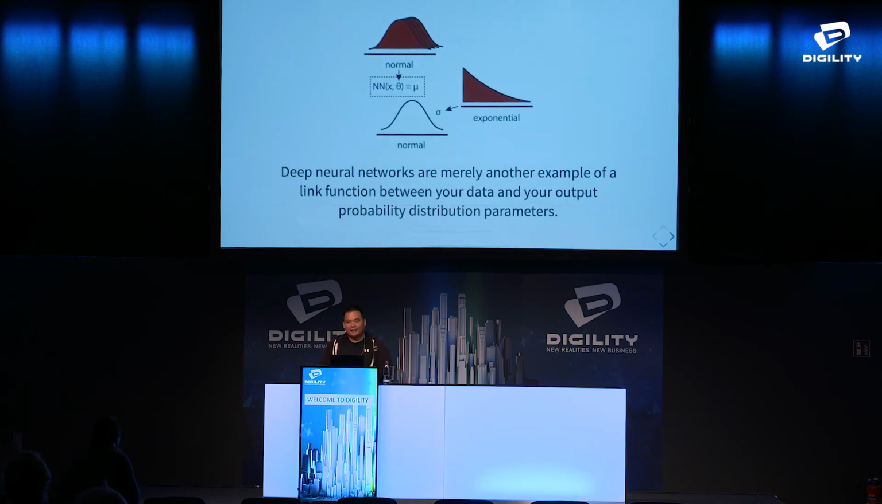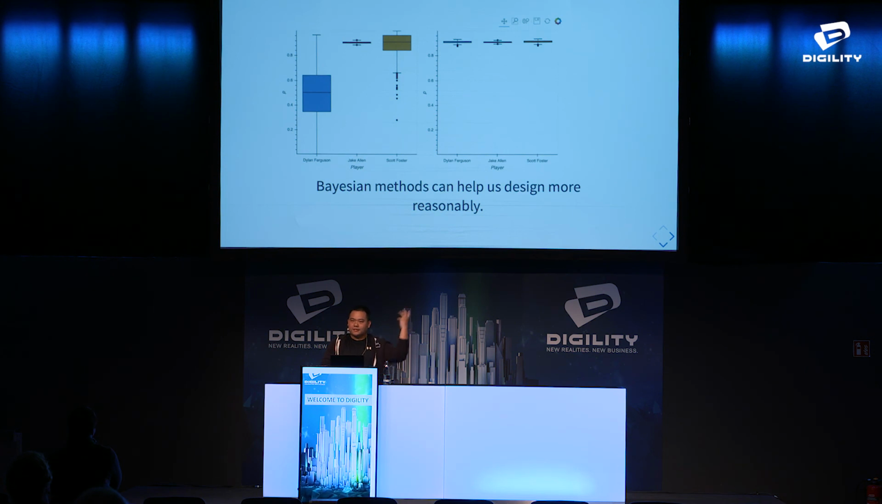Firstly, I came to the realization this year, finally this year, that deep neural networks are merely an example of a link function between your data and your output probability distribution parameters. That's all a deep neural network is. It's simple math underneath the hood. Secondly, I hope it's clear from that gaming example, if you use Bayesian methods, you can quantify uncertainty in a much more reasonable fashion, and they can help us then inform the design of whatever we're doing downstream.